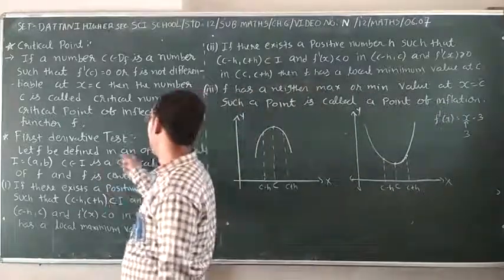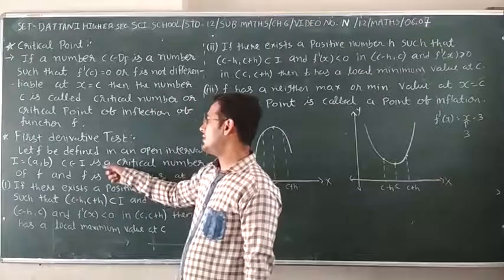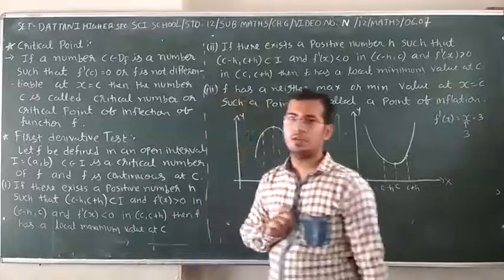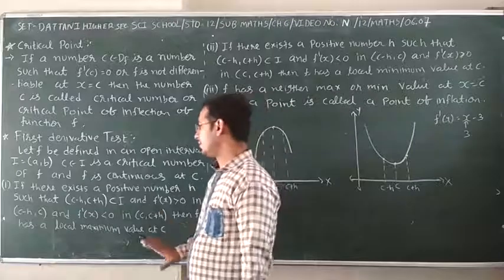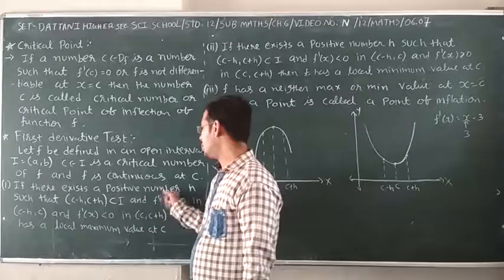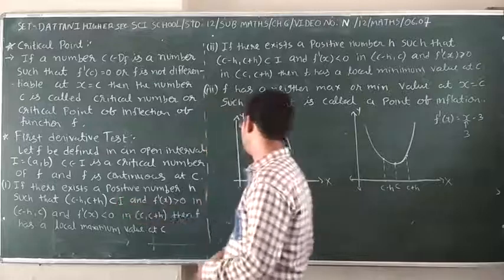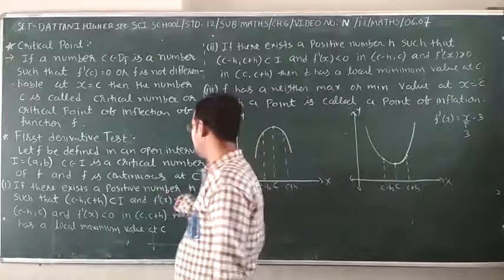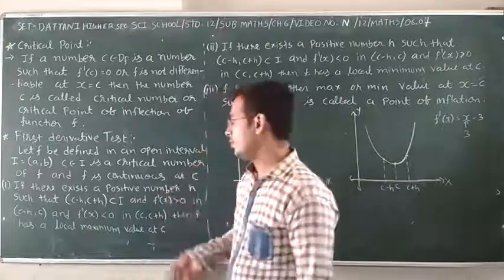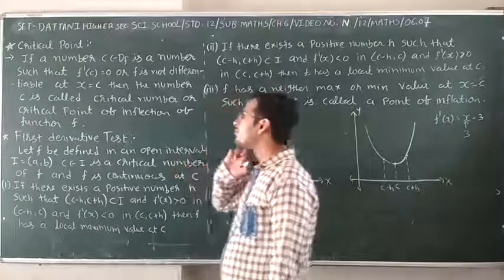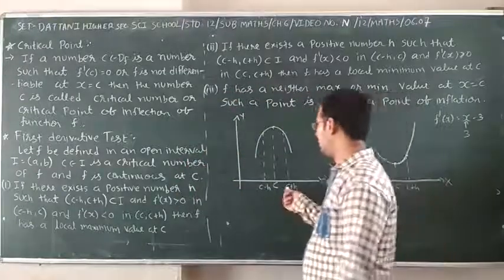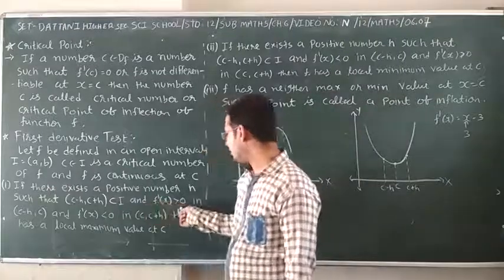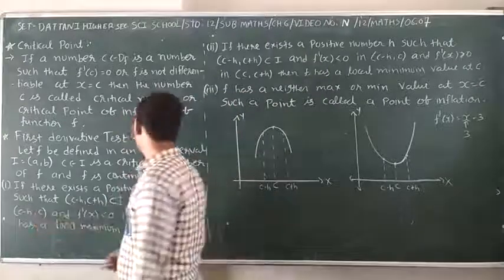Let the function be defined in an open interval I equal to (a, b). c belongs to I is a critical number of the function and the function is continuous at c. Next, first point: if there exists a positive number h such that (c minus h, c plus h) is contained in I, where h is greater than 0, and f dash x is greater than 0 in the interval (c minus h, c), like this.